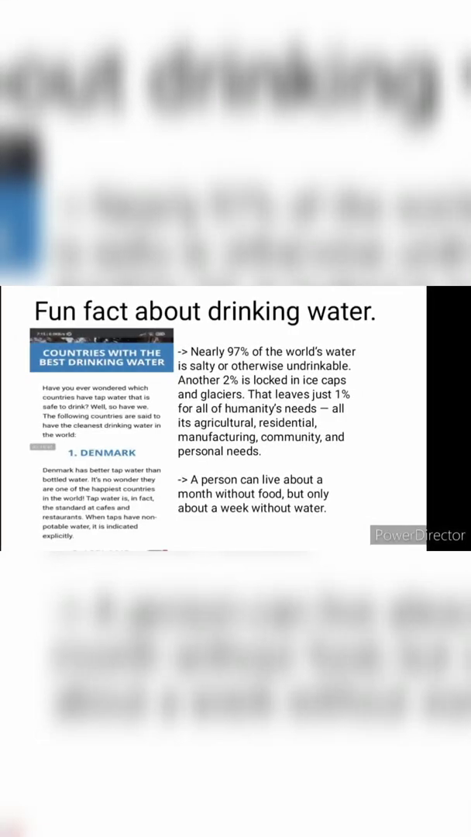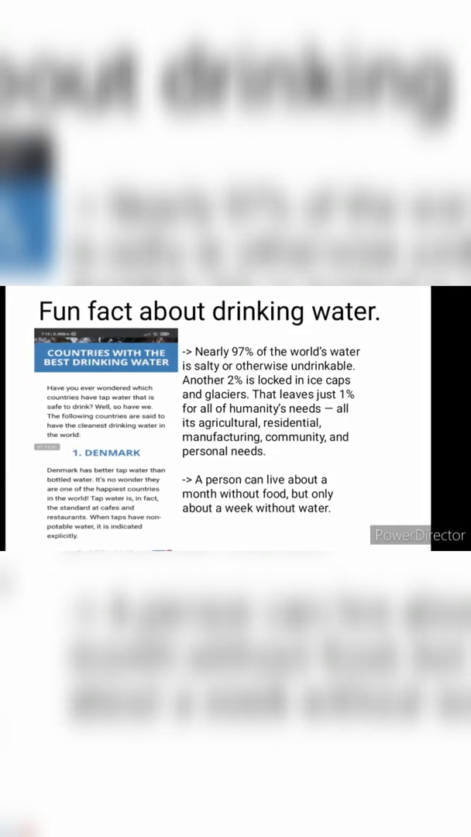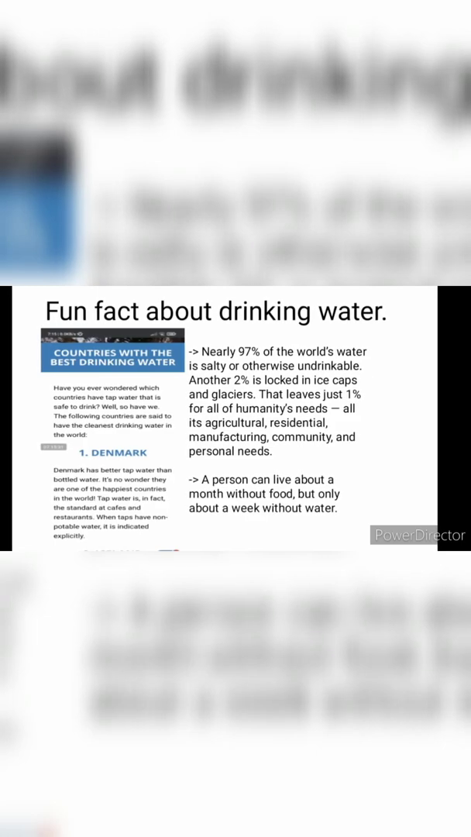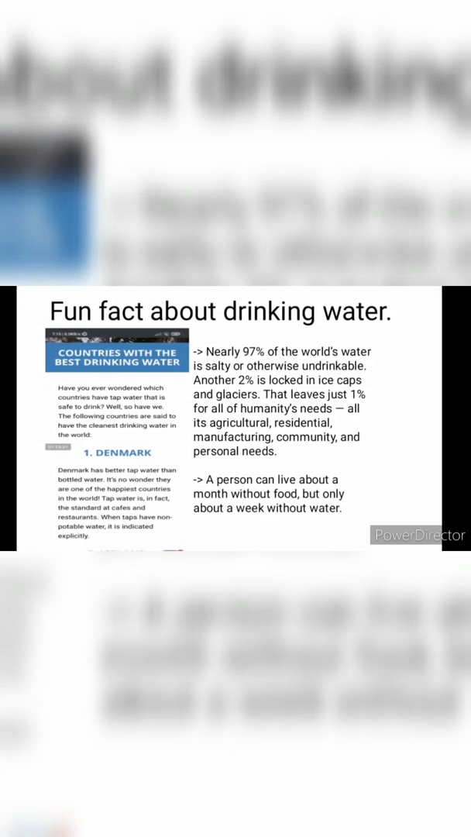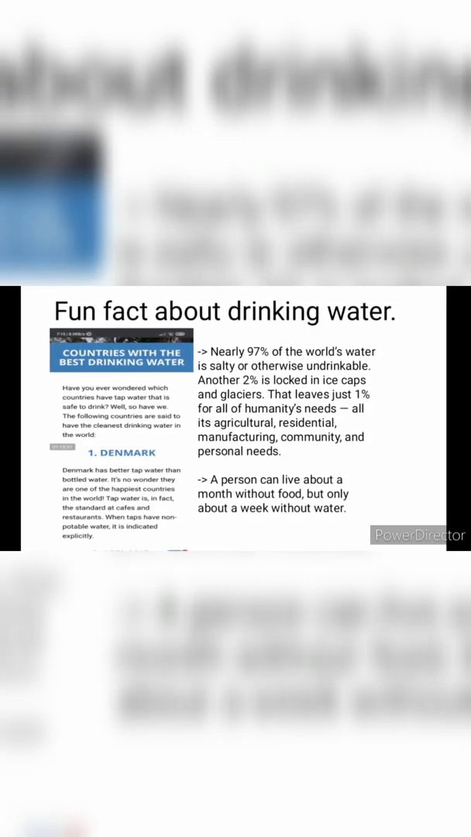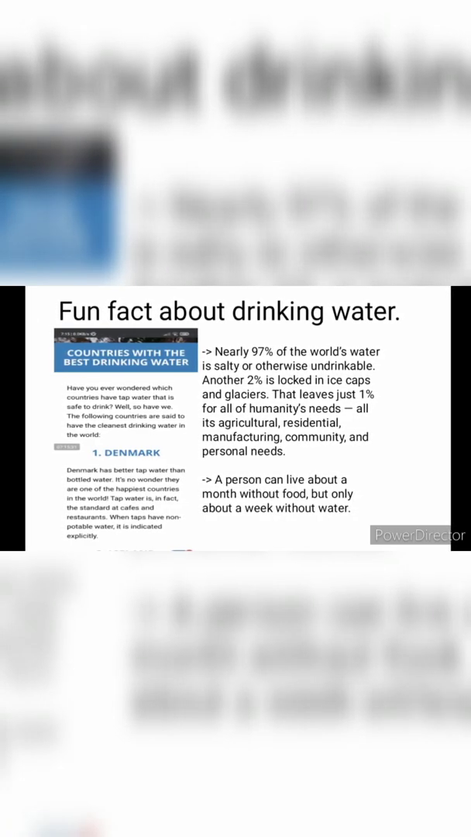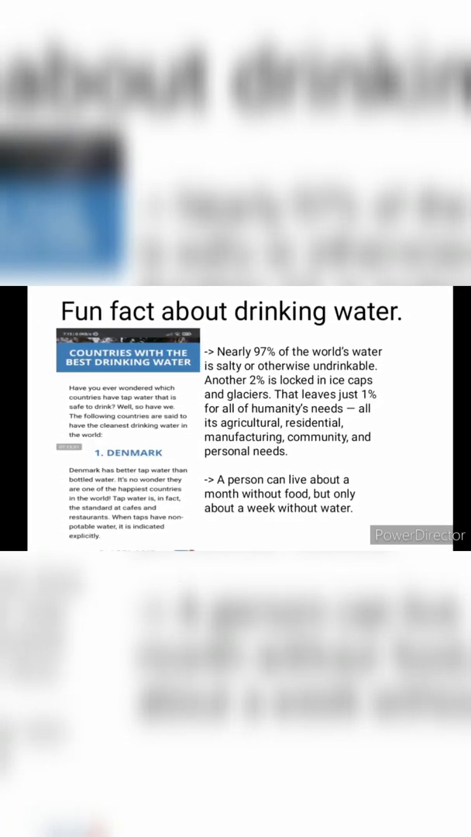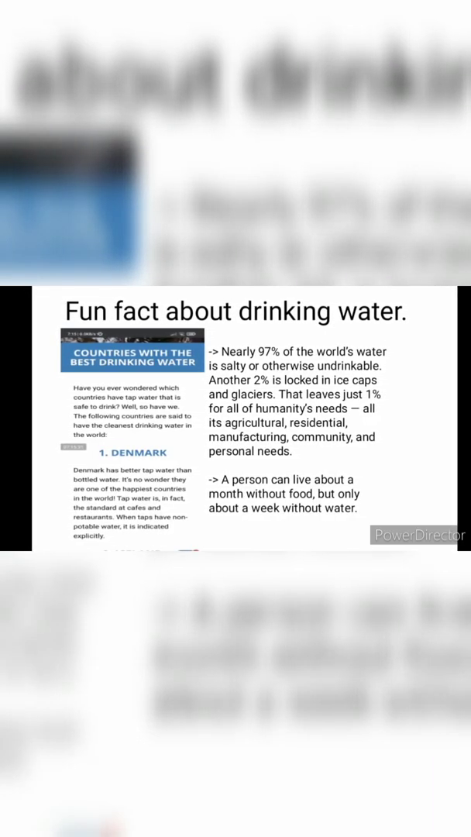Next is a fun fact about drinking water. As shown here, the best drinking water in the world is in Denmark, where they have really good water that you can drink from the tap. The other fun fact is nearly 97% of the world's water is salty and cannot be drunk. Another 2% is locked in ice, like the ice in the Arctic. That leaves 1%, which is for all of humanity's resources that we use, like agriculture, residential, and other things.